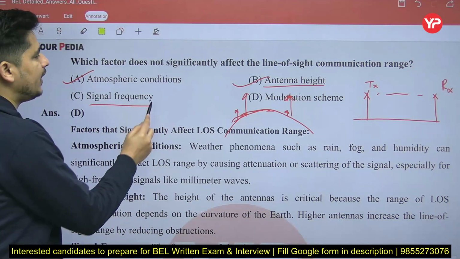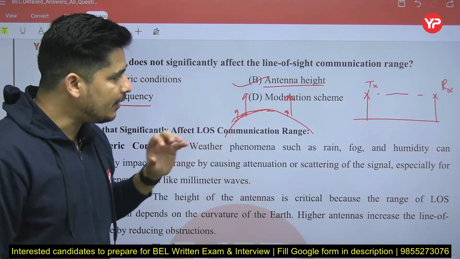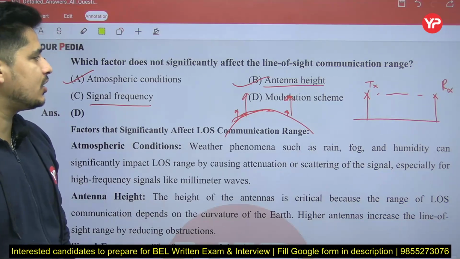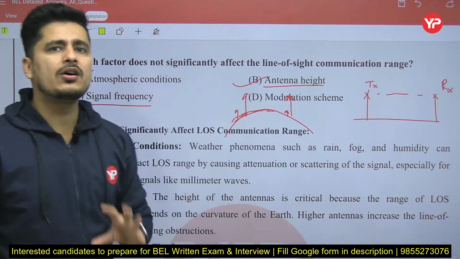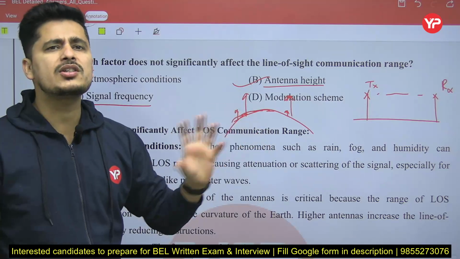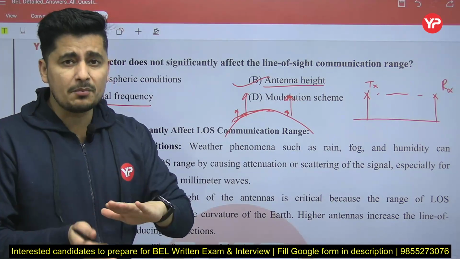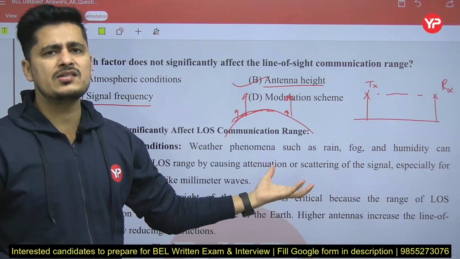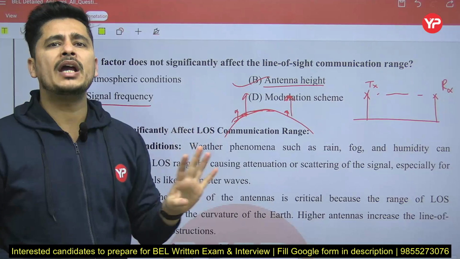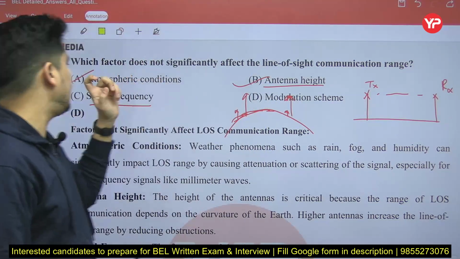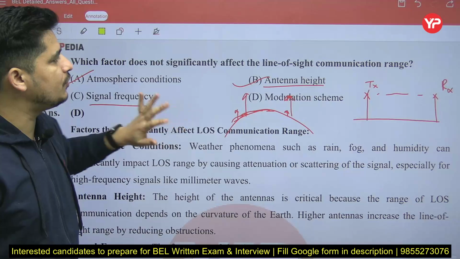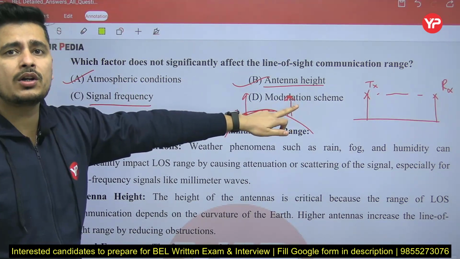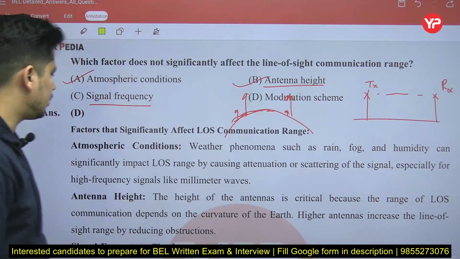Signal frequency will also affect it, because some frequencies can penetrate through the medium and some cannot. That's why it affects your communication. And modulation scheme, yeah, because modulation schemes are not affecting. Modulation scheme means what? We are modulating a carrier signal by using a message signal. So you can modulate anything, that will not affect. The EM wave will be affected by your atmosphere, antenna height, signal frequency. These are the factors which affect line of sight communication, but the modulation scheme will not affect your line of sight communication, right? So that is the answer.